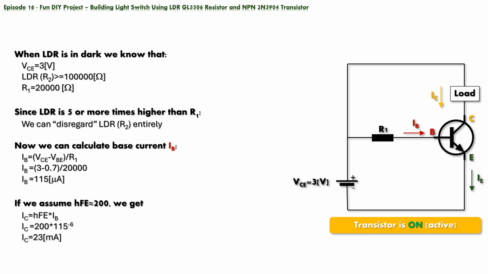Our schematic now looks like a basic transistor circuit, with base current limiting resistor R1. Next, we can calculate the base current, using a well-known formula. We get a value of 115 microamperes. That is enough base current to bias the transistor and switch it on. Assuming HFE to be 200, we get a collector current of 23 milliamperes.